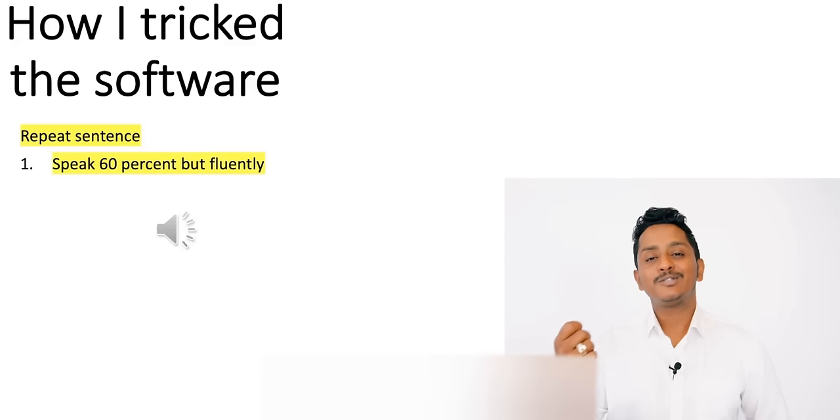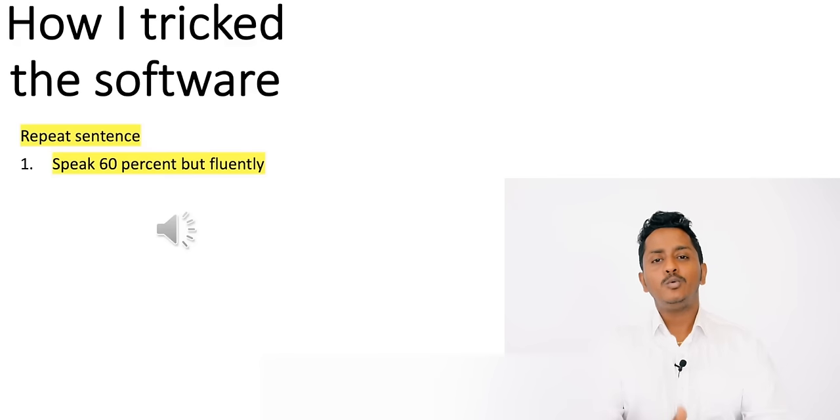Let's come to repeat sentence. Speak 60%, but rhythm here also should be there. Don't text me here in the comment saying, what is this? It's a rhythmic speed. Here, the rhythmic speed is all about imitating the speaker. Speaker who doesn't give unwanted pauses, you would have gone fluently. You also speak like him.